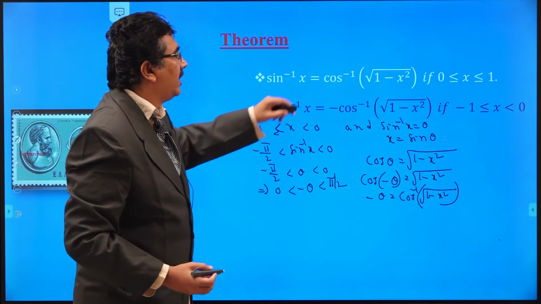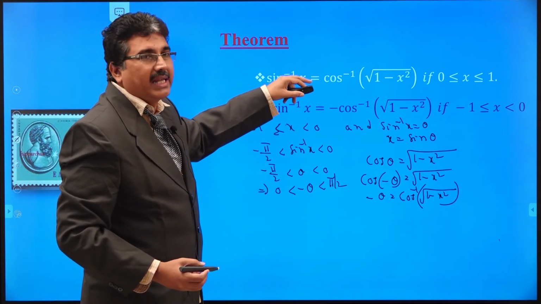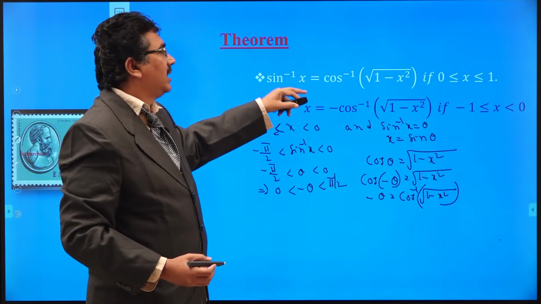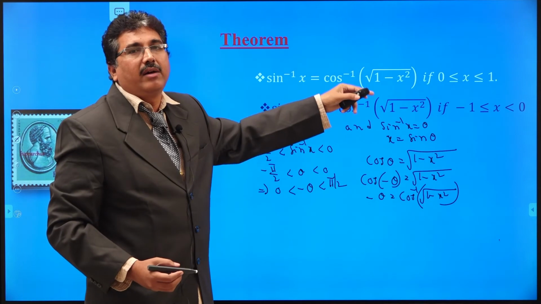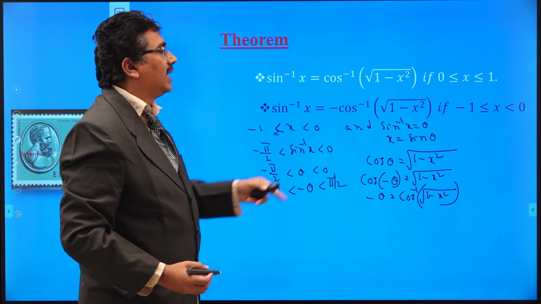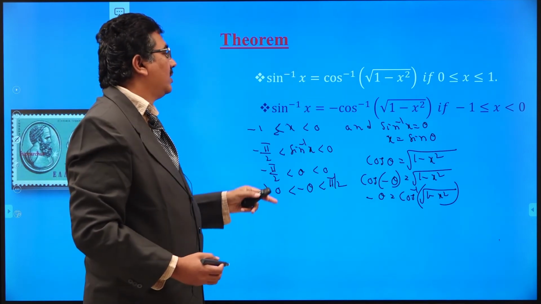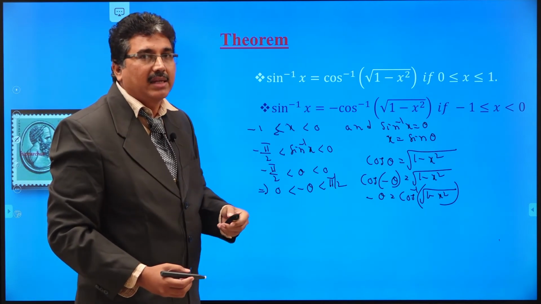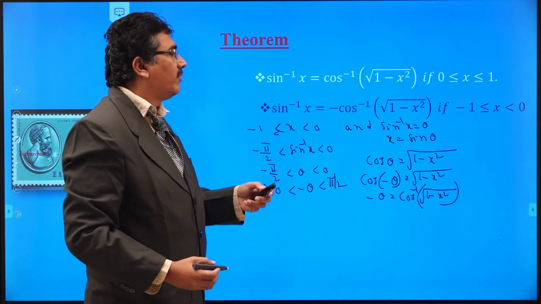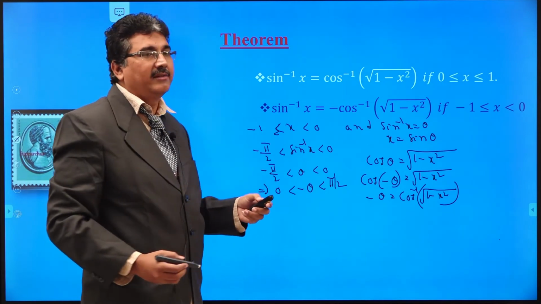Observe this carefully. If x is greater than or equal to 0, sin inverse x is equal to cos inverse root of 1 minus x square. If x is less than 0, that is equal to minus cos inverse square root of 1 minus x square.